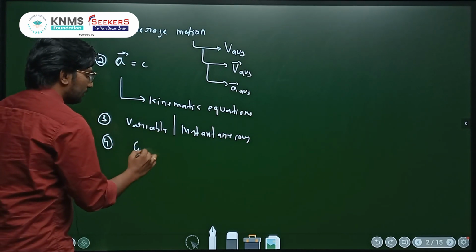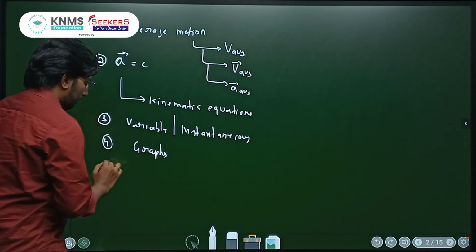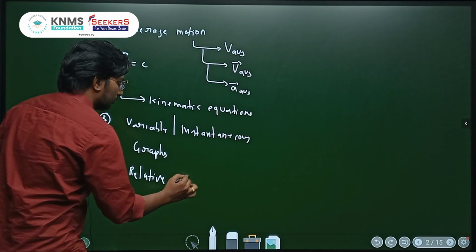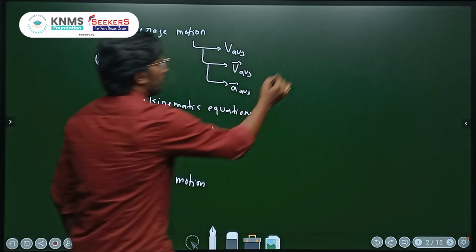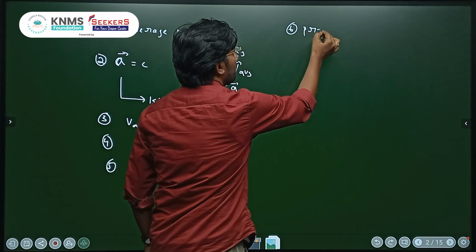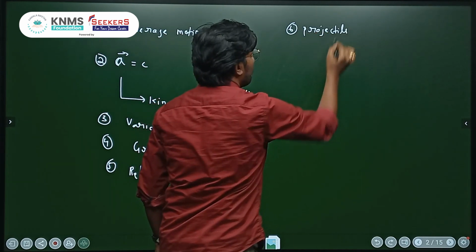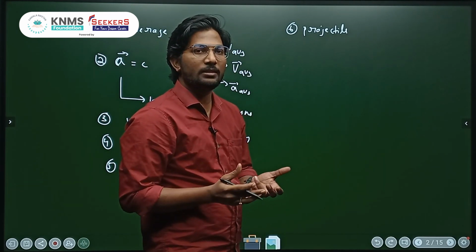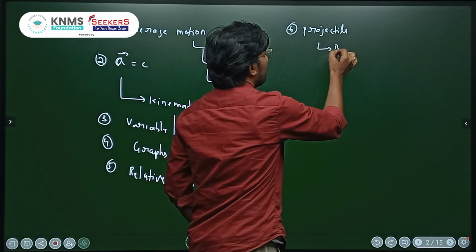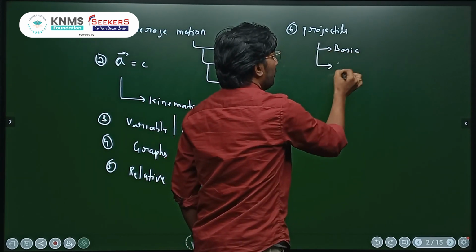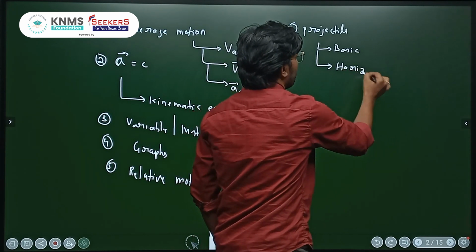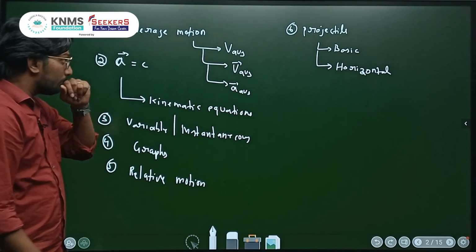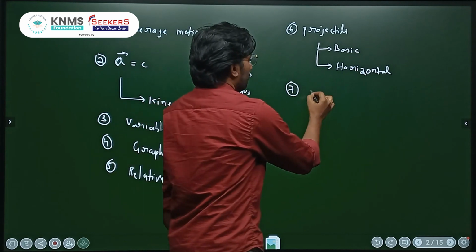And then you have graphs, you have relative motion, you have projectile motion. But under projectile motions, just make sure you don't have to work out inclined plane projectiles and all that. Just work out basic projectiles and then horizontal projectile motion. So if these things can be covered from this chapter, of course we can go for circular motion as well.